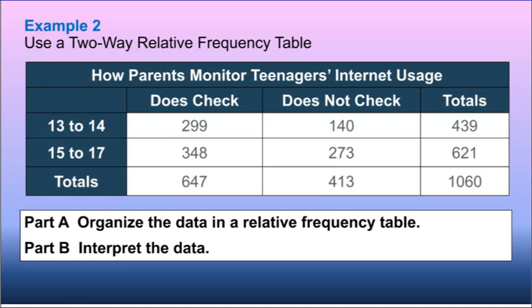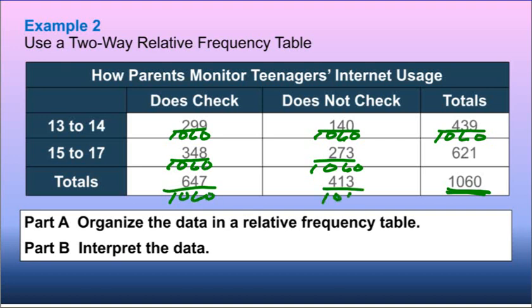So out of the 299 parents who do check them, that's out of a total of 1,060 observations. So a total of 1,060 parents. I'm going to divide this by 1060, we're also going to do this one by 1060, and this one by 1060. All of these, we're going to do the same thing for all of them. And this one would equal 1, which just means 100%.